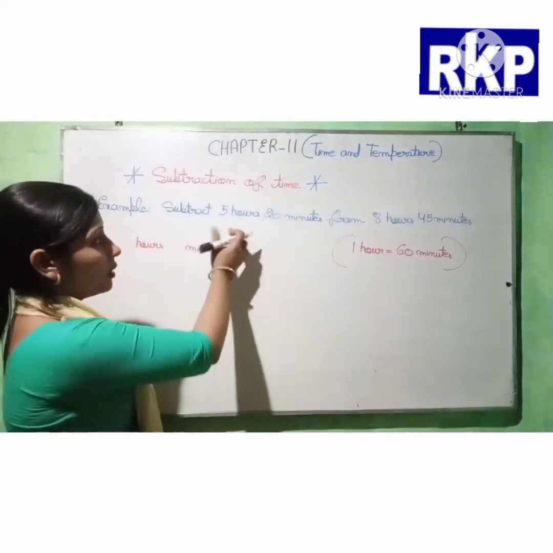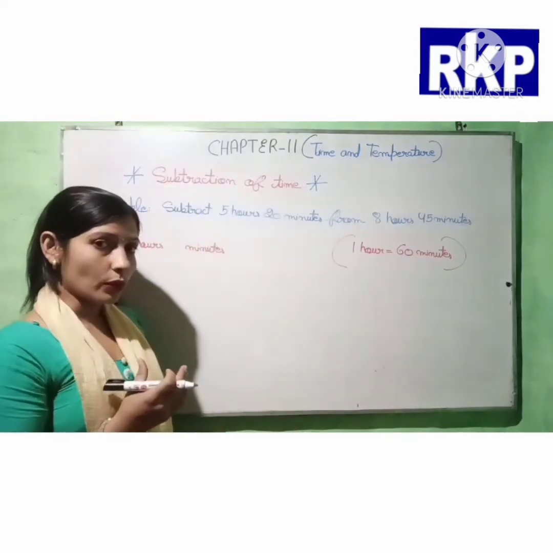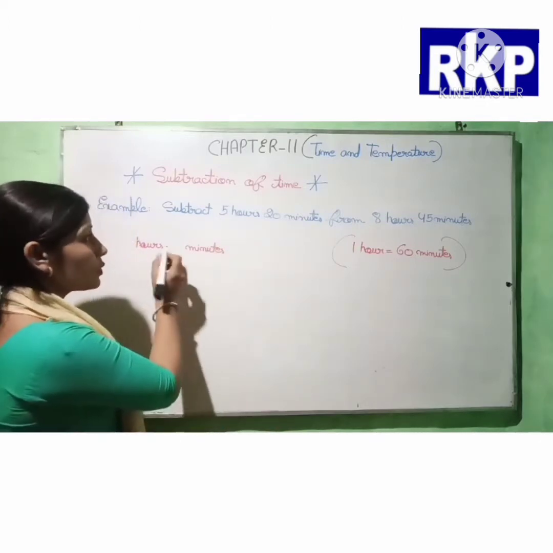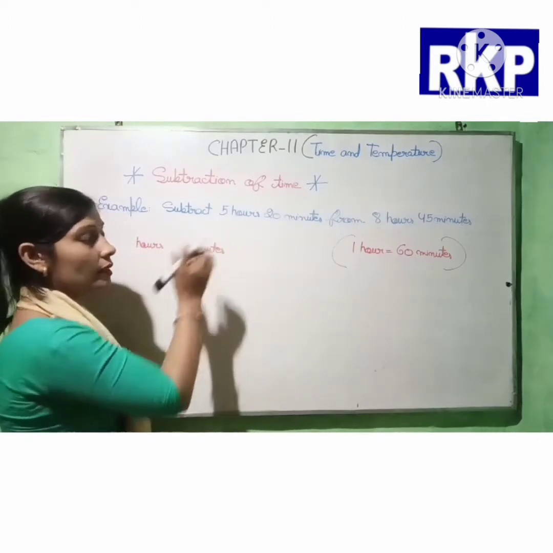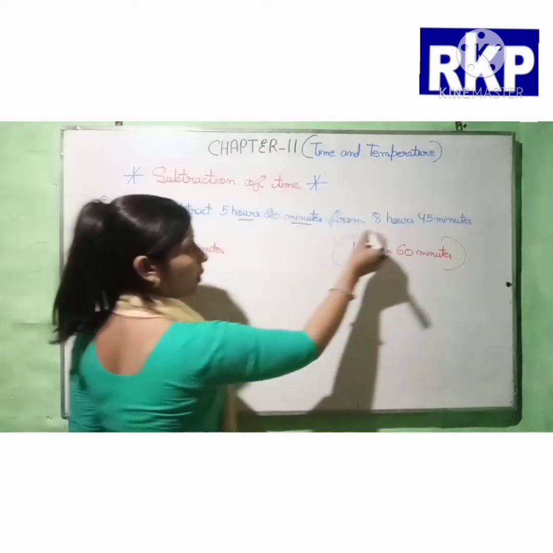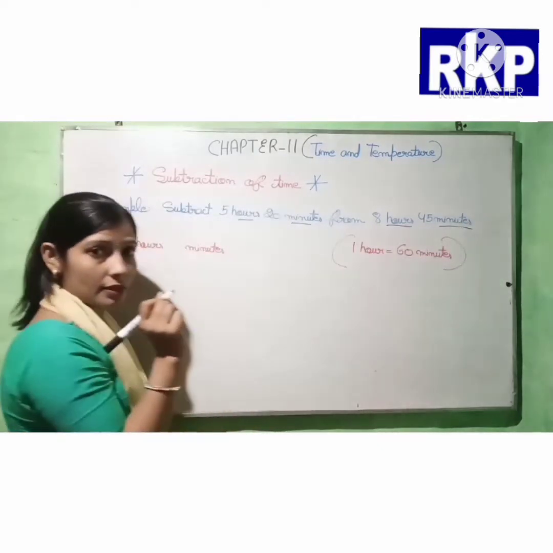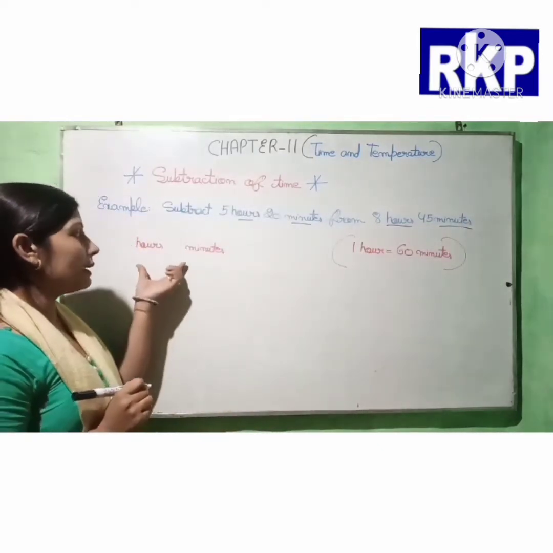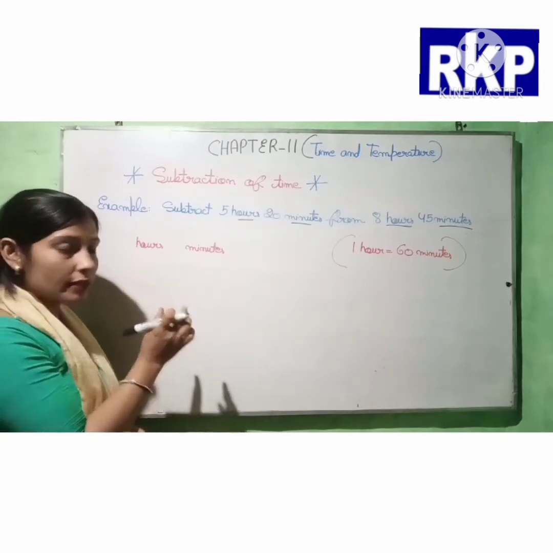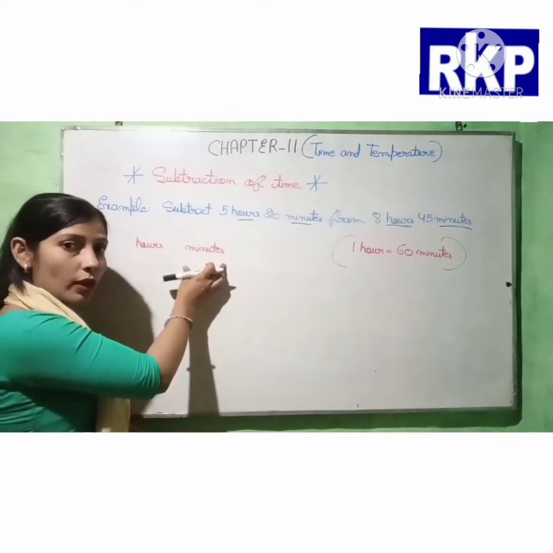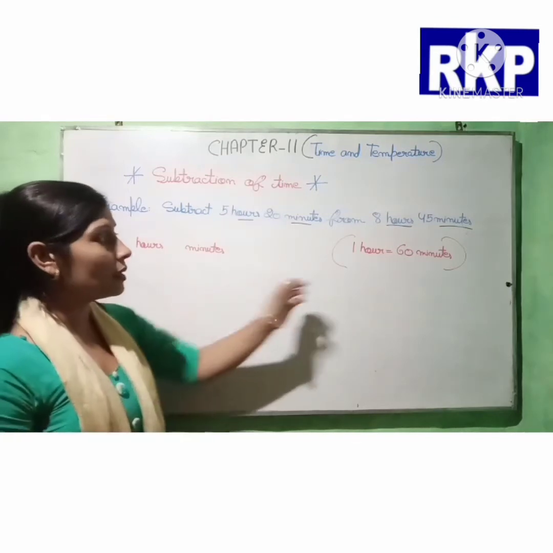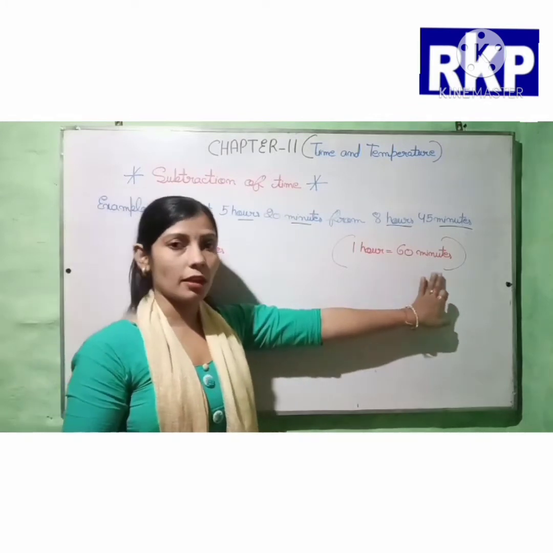So, like addition, first of all, we have to arrange these according to column. First of all, beta, we have to write the given units. And here you can see we have two units, okay? Hours and minutes. So first of all, we have to write the greater unit and then we have to write the smaller unit. And you know, hour is greater than minute because 1 hour is equal to 60 minutes.